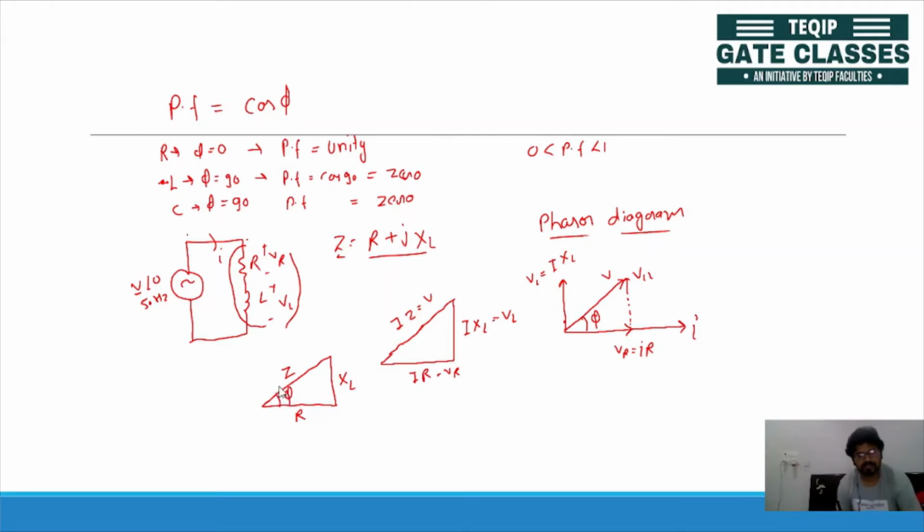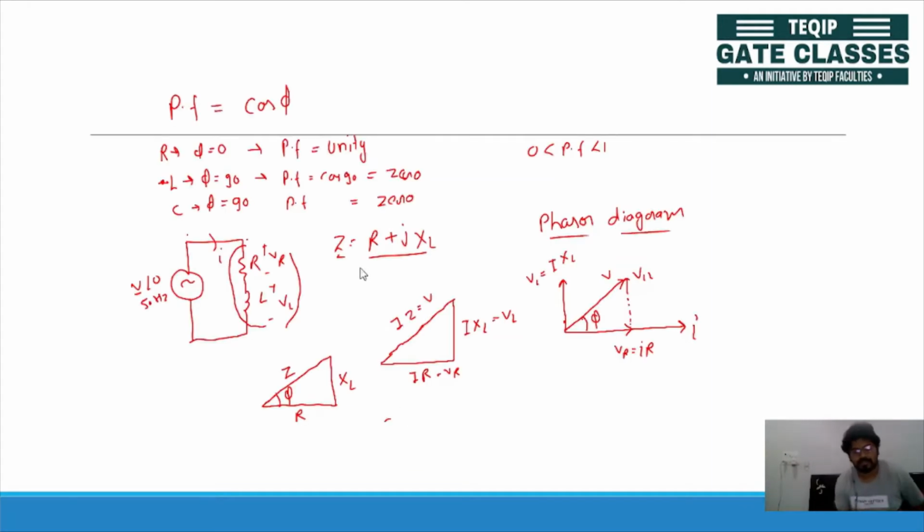power factor angle. So from here you can get a new formula for power factor, that is cos phi. From this triangle, cos phi will be R by Z. So this is also a formula for power factor from the impedance triangle.